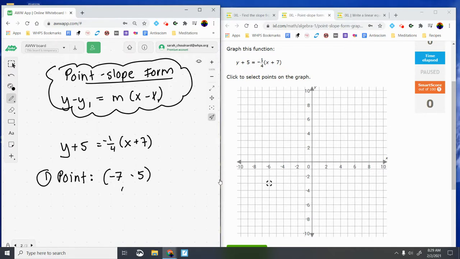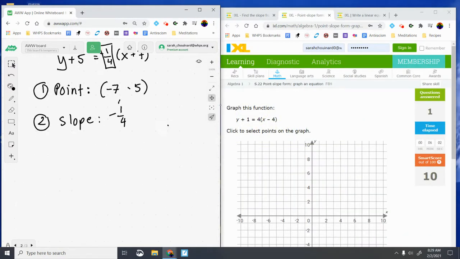So we find our point first. So negative 7, negative 5. From there, we have to identify the slope of the equation, which in this problem is negative 1/4. And from the point we just found, we're going to go down 1 and over 4.